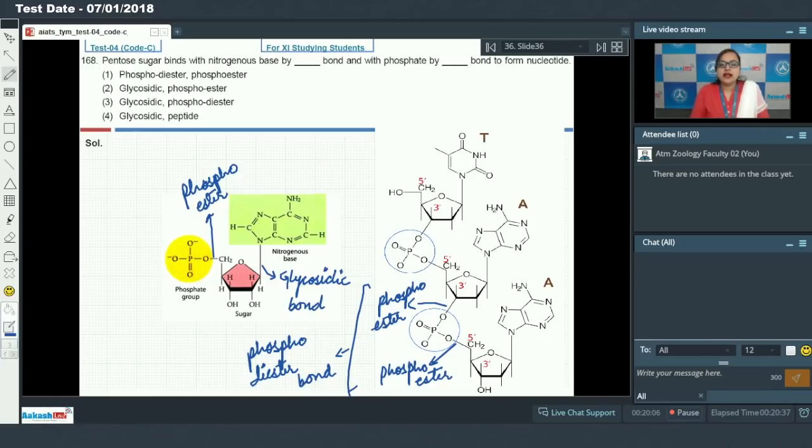But in the question it is asked about a single nucleotide. So pentose sugar binds with nitrogenous base by glycosidic bond and with phosphate by phosphoester bond, making option 2 the answer for our question. So let's proceed to our next question.